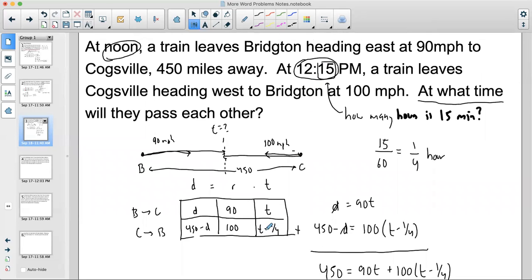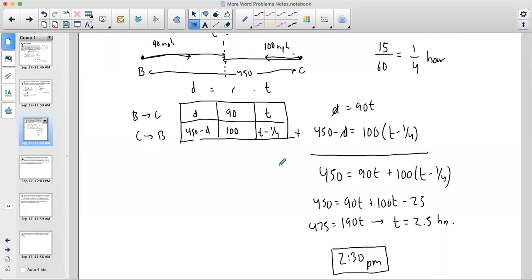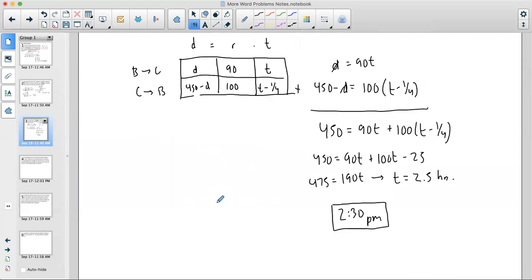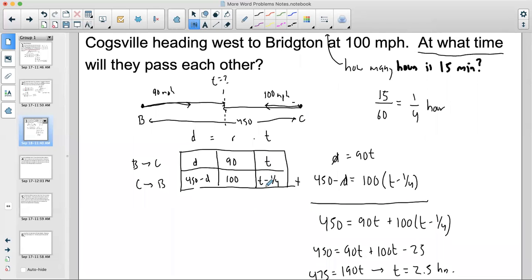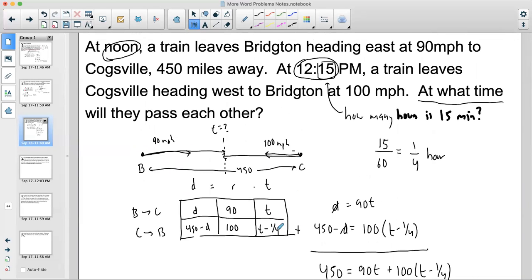If you hadn't written T minus 1/4 in here, it wouldn't have worked because it would assume that this train left 15 hours later. That'd be a much different answer. Actually, it wouldn't be an answer at all because this train would have already gotten there 15 hours later. So it's got to be a fourth. You got to pay attention to the minutes versus hours.